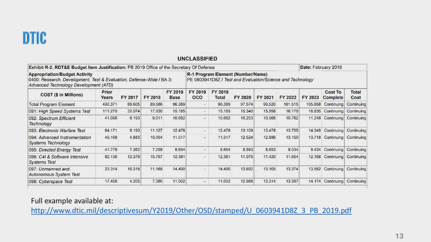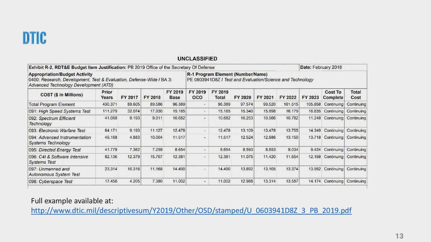So this is the final slide for the planning, programming, budget system. And this is an example of a document that you can find on the DTIC website. DTIC has a very rich repository of budget information. If you're gathering intelligence on programs, on locations, it's an excellent way to find information. So this is an example of an R2, a budget item justification for a research and development program within the department. It justifies the expenditure of R&D funds. This is a multi-page document.